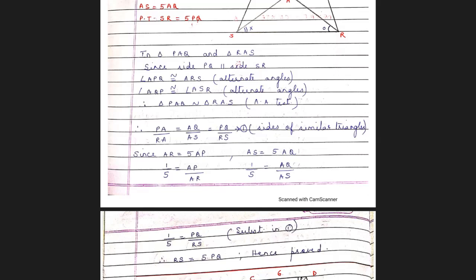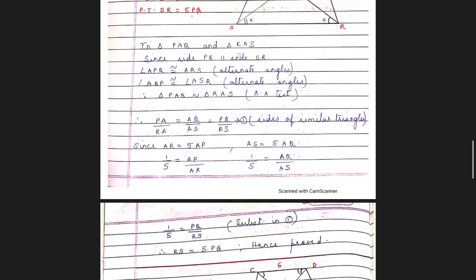Similarly, for the other one, AS is equal to 5 AQ. So, 1 upon 5 equal to AQ upon AS. Okay. Now, why have I done this? To substitute in equation number 1. See, I have a PA upon RA, which is the same as AP upon AR. So in that place, I'll substitute 1 by 5. Same way for the second ratio, AQ upon AS, 1 by 5.